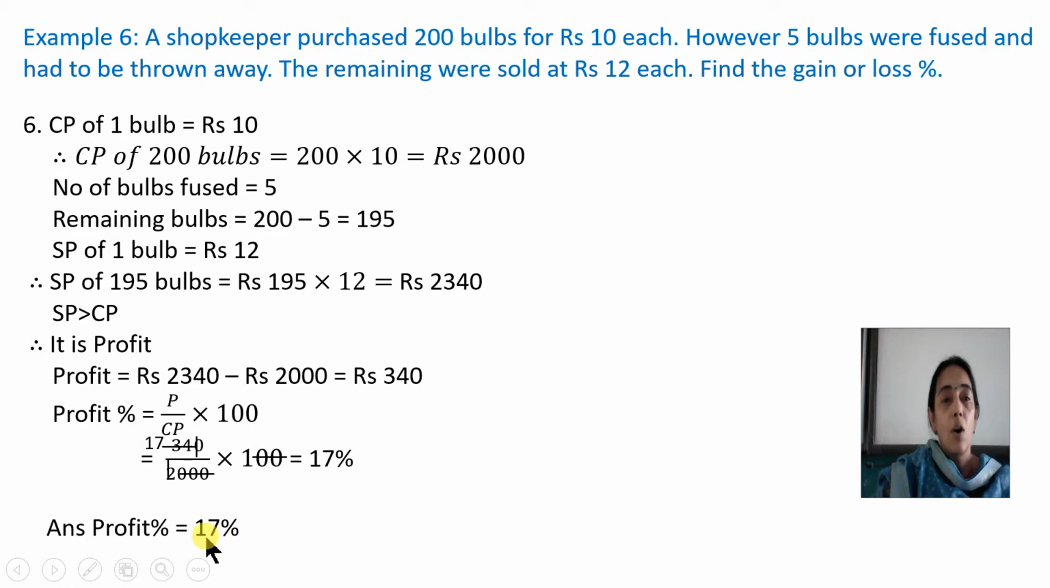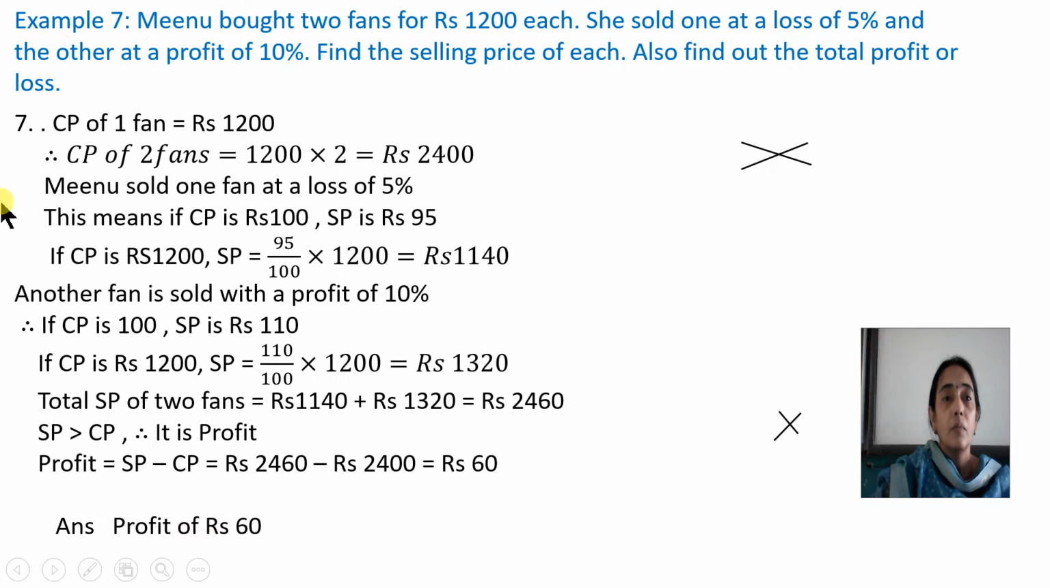Now let's move on to example 7. Example 7. Meenu bought 2 fans for rupees 1200 each. She is buying 2 fans and each the cost price is 1200. She sold one at a loss of 5% and the other at a profit of 10%. Find the selling price of each. Also find out total profit or loss.